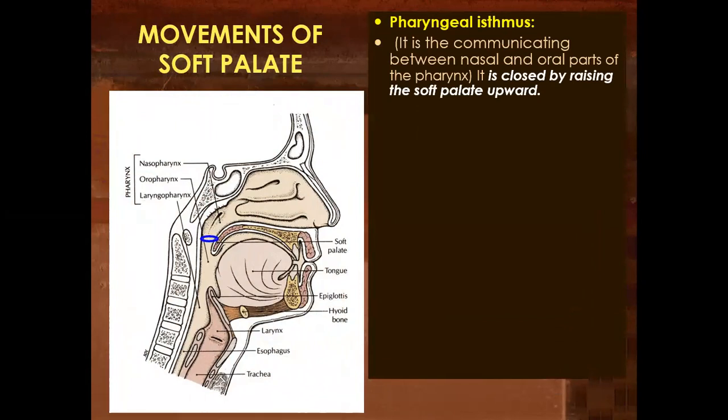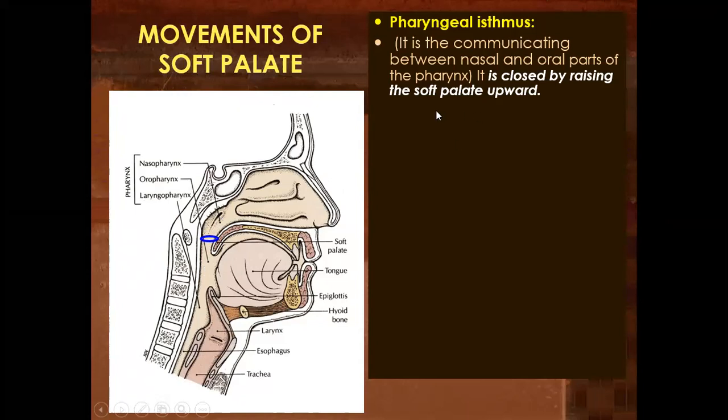So the pharyngeal isthmus is a small opening here. It is the communication between the nasal and oral part of the pharynx. Just like there is the oropharyngeal isthmus here, which communicates between the oral cavity and the oropharynx, similarly there is the pharyngeal isthmus. It communicates between the nasal cavity and the oral part of the pharynx, that is called the oropharynx.